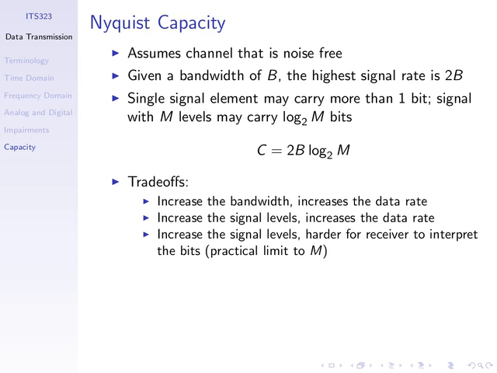So Nyquist capacity tells us increasing the bandwidth will increase the signal rate, which increases the data rate. Bigger B, bigger C. But also increasing the signal levels, M, also increases the data rate. If you buy a channel or a link which has a fixed bandwidth of 10 megahertz, according to this, the only way to increase your data rate is to increase M. But the larger B, the higher the cost. The larger M, the harder it is for the receiver to interpret what the signal is, or what the bits mean.